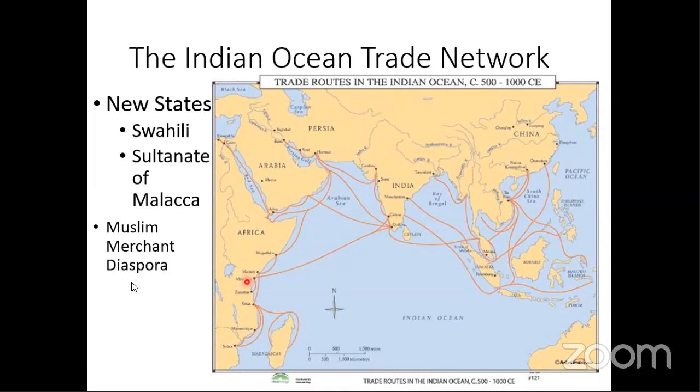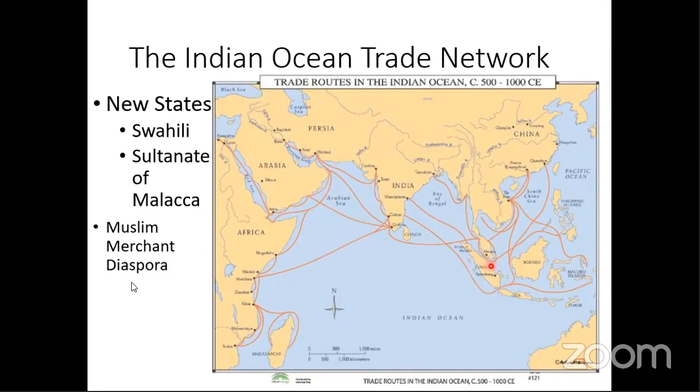Syncretism developed in many places from Eastern African tradition mixed with Arabic traditions because so many merchants came from that region. But they're also examples of states that grew because of their ability to master trade and tax trade in the region. Another important one is the Sultanate of Malacca.